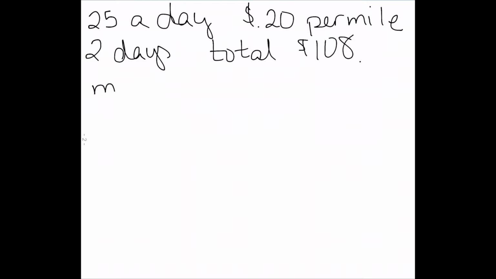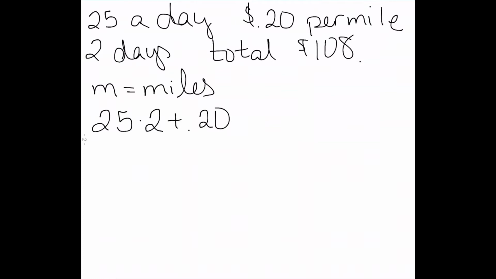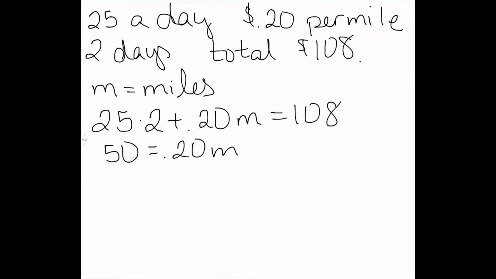So I'm going to let M be equal to the number of miles we drove. We know we had to pay $25 for each day we had this car, and we had it for 2 days. Plus we had to pay 20 cents for every mile. And we don't know how many miles we drove, but we know that this should add up to be 108 because this is how much we paid. Well, 25 times 2 is 50.